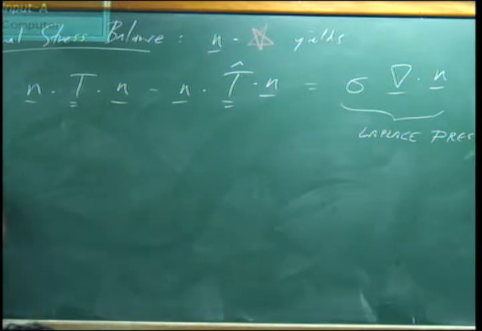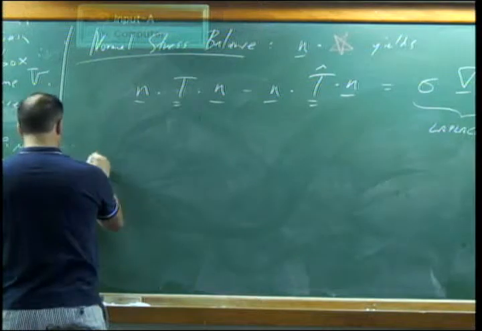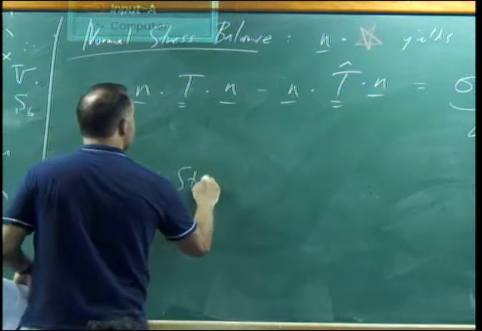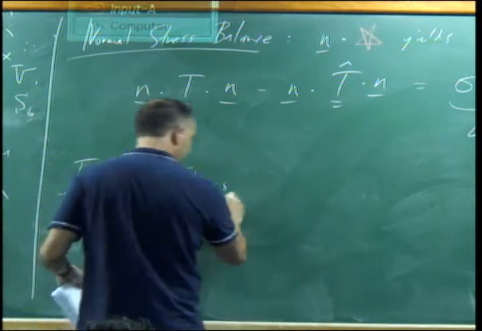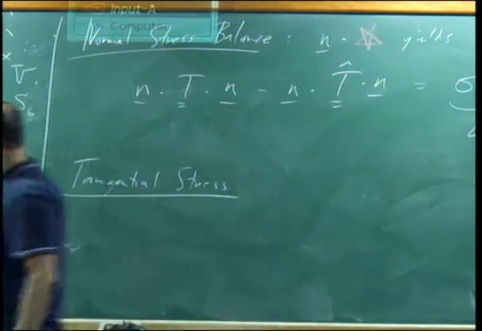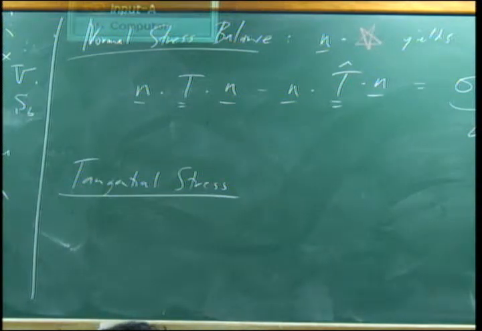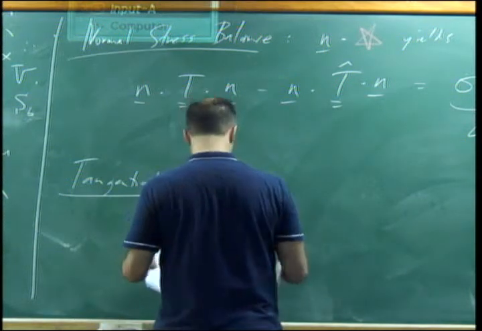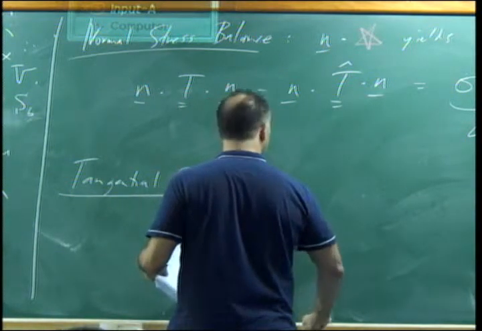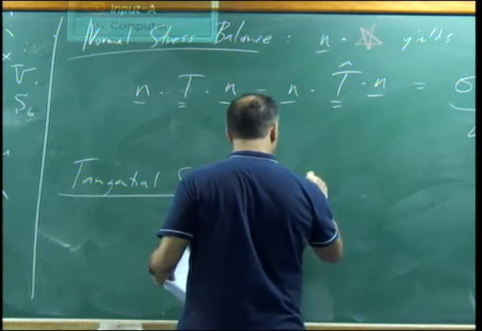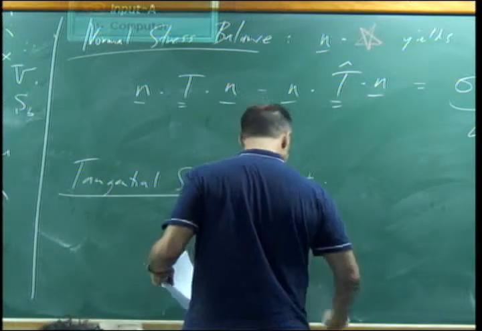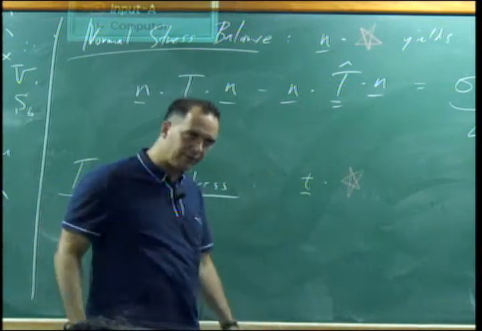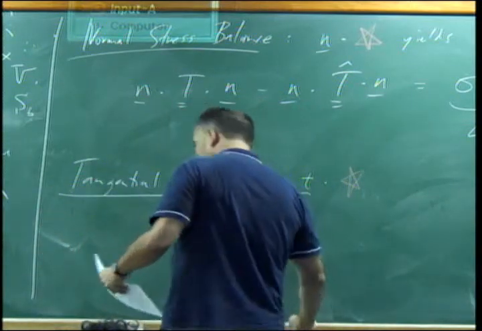Okay, so tangential stress. So we can pick, of course, there's more than one tangent at a given point on an interface. So let's define our tangent as T. But at any given point, there are many tangents to the surface. This is true for any tangent T.